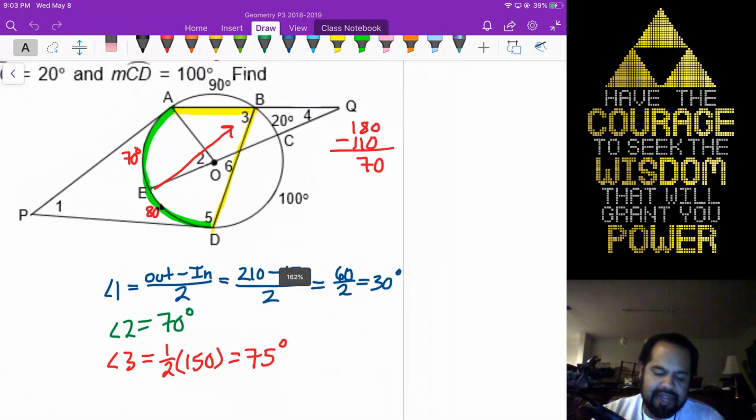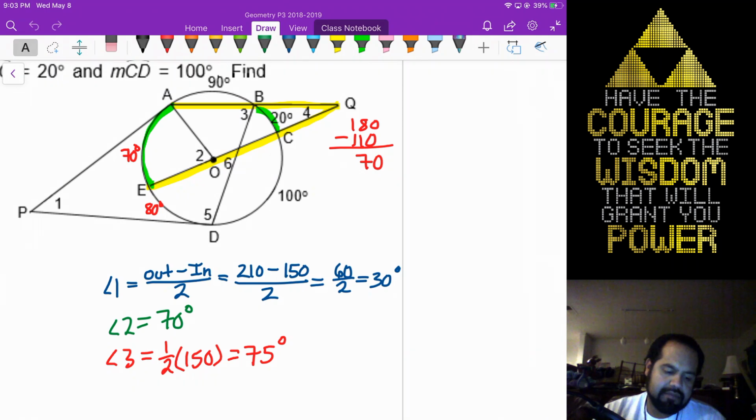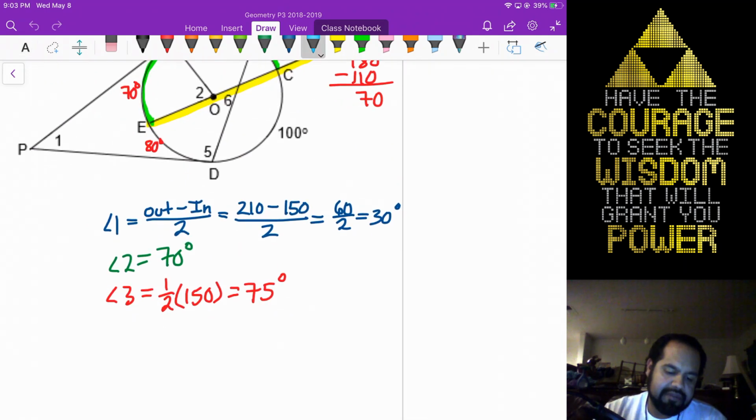We're going to look at angle 4 next. So again, that involves me erasing the markings. So angle 4 we're looking at is right here. And so again, the angle is outside of the circle, so we're going to do our out minus our in, divided by 2. So angle 4 equals 70 minus 20 divided by 2.